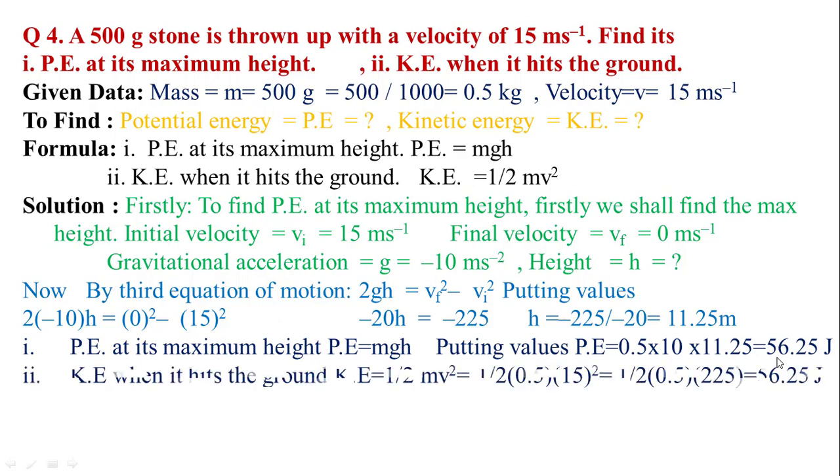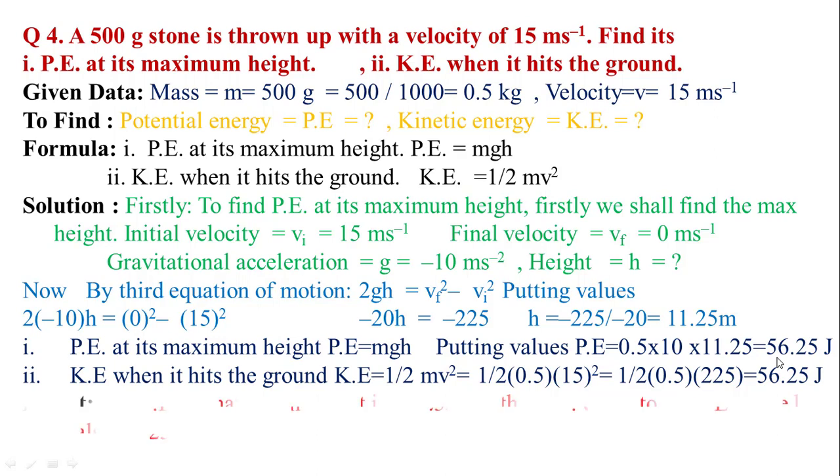is 56.25 joule. Now calculate the kinetic energy when it hits the ground: 1 upon 2 mv square. Putting values, 1 upon 2 into 0.5 multiplied by 15 square. So multiplying the whole values, the final answer is 56.25 joule. Now question number 4 is solved by another method.